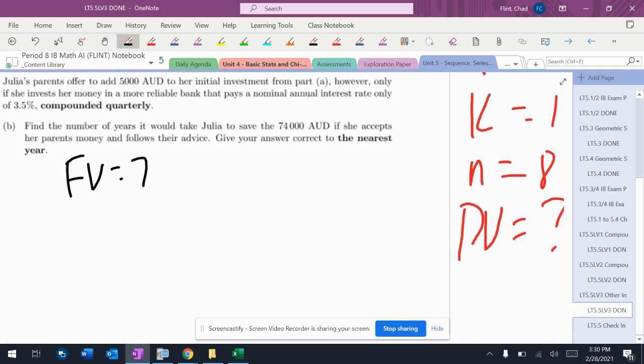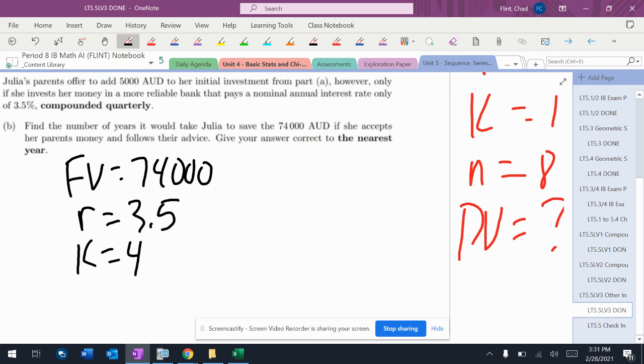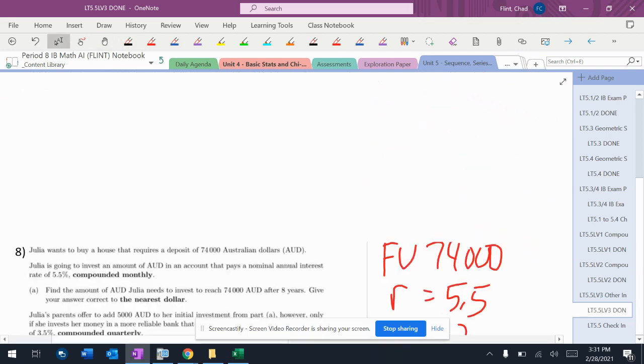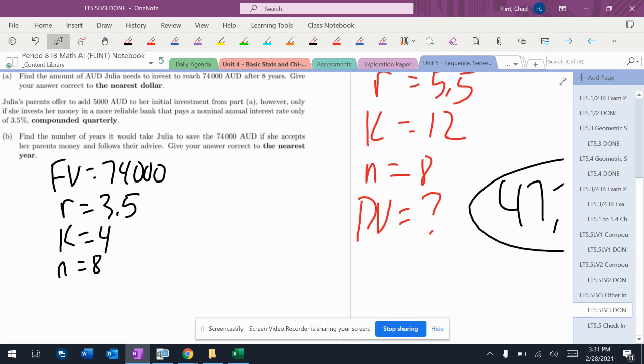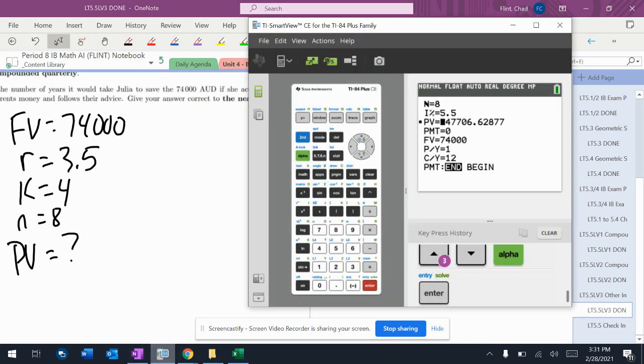So future value is still 74,000. I had to make sure that they were going to give her that money at the beginning when she puts it in the bank. The future value is 74,000. The interest rate is now only 3.5%, and it compounds only 4 times per year. We're still doing 8 years. And we want to know what the present value is, keeping in mind that her parents are going to give her $5,000. So what's the present value? We'll talk about what to do with that in a second.